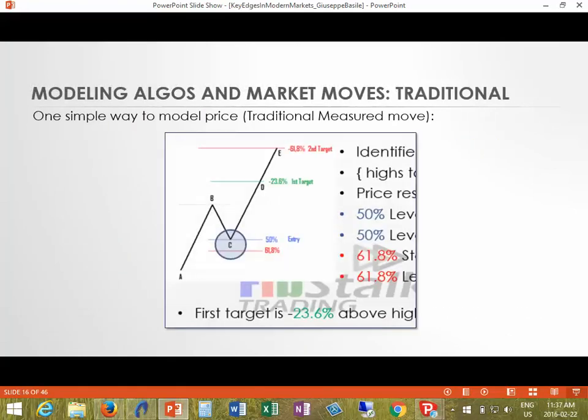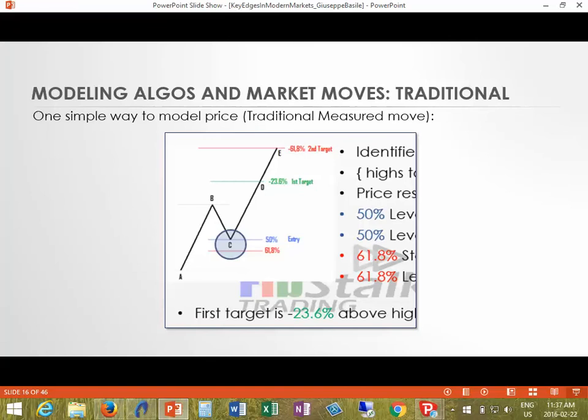Now, let me show you a simple model you can use again and again. This is a simple 50% retrace. When the market moves from A to B, usually it retraces in C, the 50%, and most importantly, does not break below the 61.8% level, the red line there. And then you have two targets that are minus 23.6% and minus 61.8%. The first one is just the 23.6% of the distance between A to B above B, and the second one is the 61.8% distance of A to B above B.